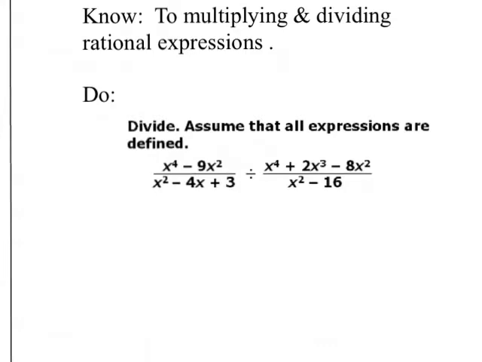So if you could take out your Cornell note sheet and write down your know and do, go ahead and pause it at this moment. Our know today is to multiply and divide rational expressions, and when you're all done today, you're going to be able to simplify something like this. Okay, go ahead and pause it.